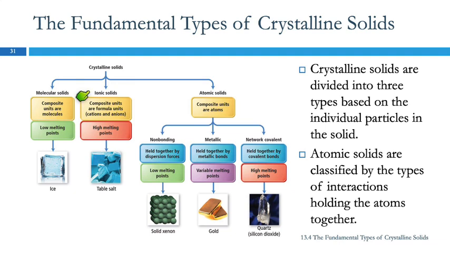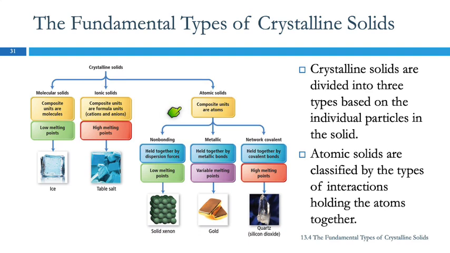If we have ions, then the composite units are formula units, the empirical formula for the ionic compound, the lowest whole number ratio of cations and anions. Those ions are held together by ionic bonds, which typically are even stronger than covalent bonds, and so these tend to have very high melting points. An example of an ionic solid is table salt.